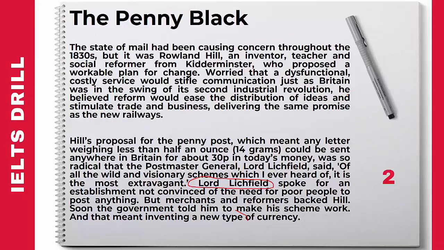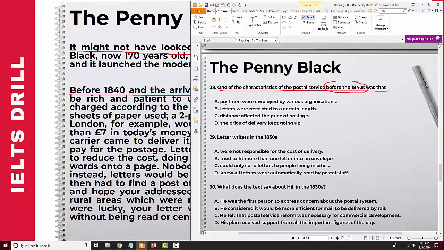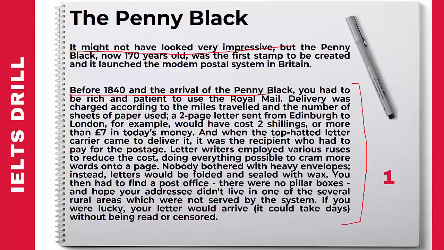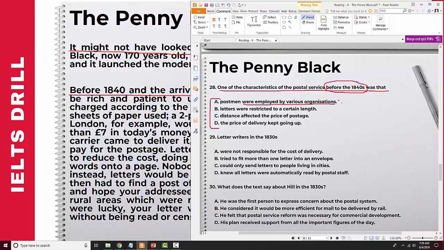Okay, so that's right here. What we will do is read this paragraph closely. But it will help if you go through these answers as you read the passage. Postmen were employed by various organizations. Is this given in the passage? That is the question we have to answer. I don't think there is anything given related to postmen, so this is not true. Okay, so let's cross this out.